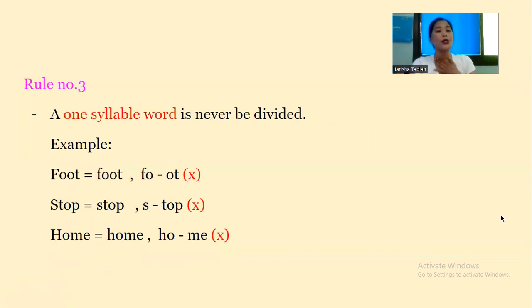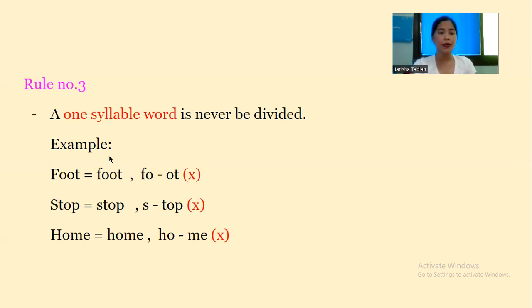I'm sorry. Rule number 3, the last rule. A one-syllable word is never divided. Again, one-syllable word. What does it mean? It means only one vowel sound. One vowel sound word is never divided, you do not need to syllabize. You should not syllabize a one-syllable word. Okay? Now example.